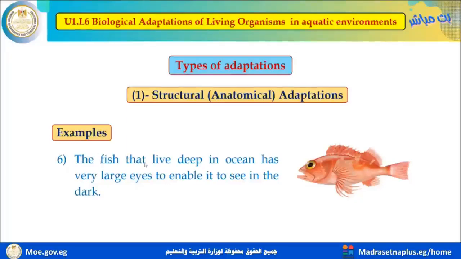The fish that live deep in the ocean have very large eyes to enable them to see in the dark. So if you look at the eyes again, yes, they are extremely wide eyes that help the fish to see in the dark areas, especially in the deep oceans. So this is also a kind of structural adaptation.